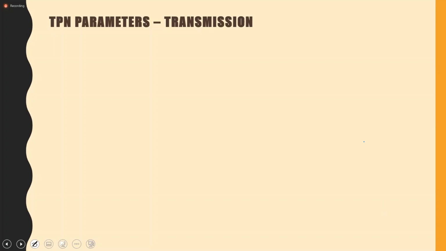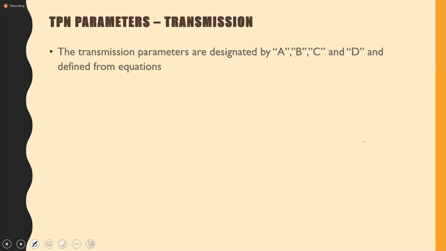For the transmission parameters, they are designated by A, B, C, D. What you have is a relationship that gives you the input voltage and current with respect to the output voltage and current. All right? Now, note the major difference between these equations. For your transmission parameters, there's a minus sign here. In all the other equations, we had a plus sign.